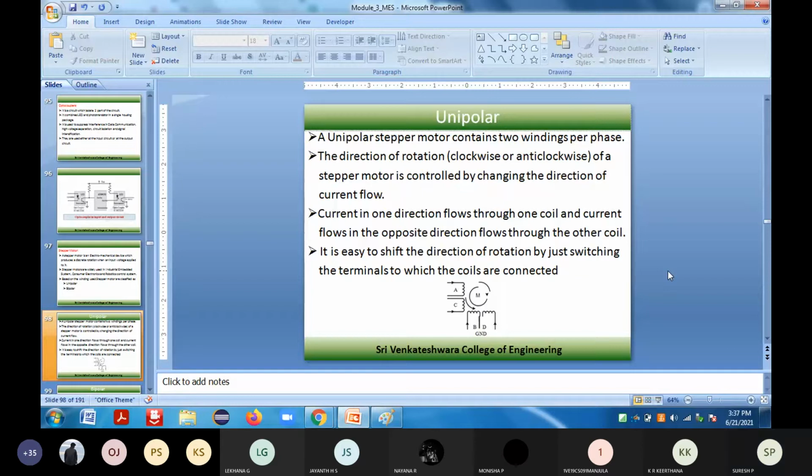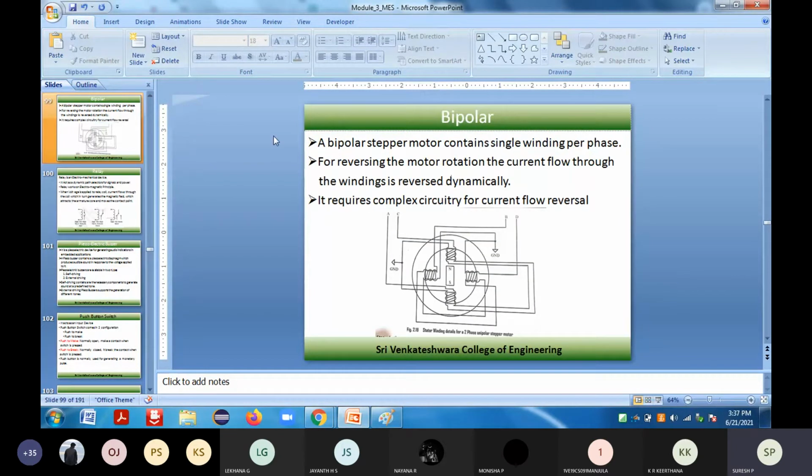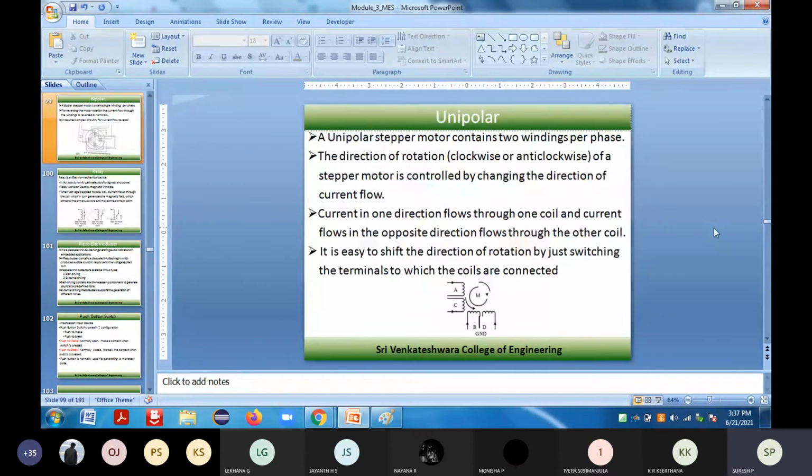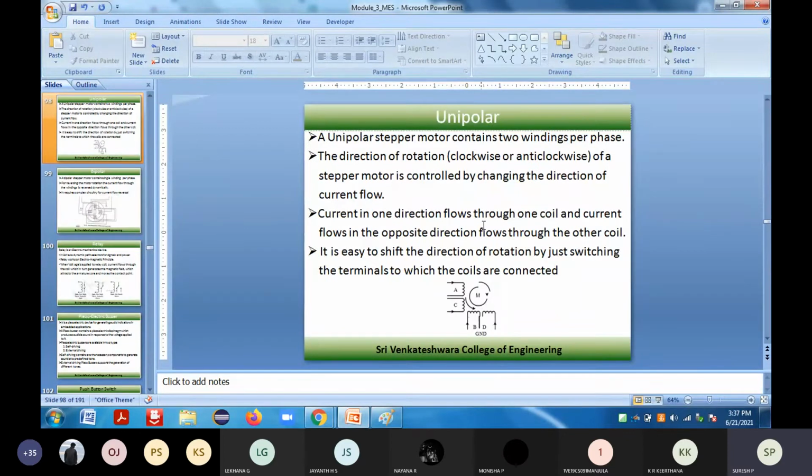So now in your bipolar, what will happen? The bipolar stepper motor contains a single winding per phase. So you can see here, you're going to have only 2 windings. That is A, B, C, D. So in the combined motor, it's going to have 2 windings per phase. If one phase means what? If one angle has to be rotated, it requires 2 windings. If one rotation has to be done, 2 windings have to be there.